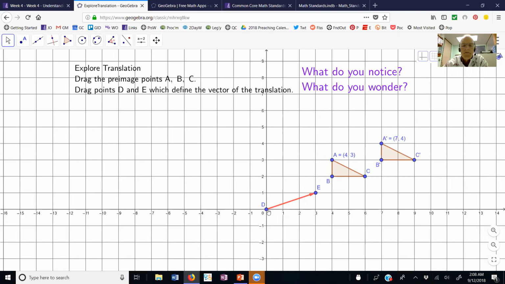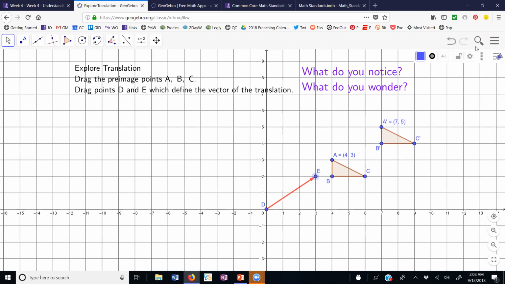And so notice what happens here. We're going to go 3 units to the right in an X direction and 1 unit up in a Y direction. So A starts out at (4, 3) and comes to the right 3 and up 1, and the result is (7, 4). If I move this point E up here, now I'm moving 3 units to the right and 2 units up.